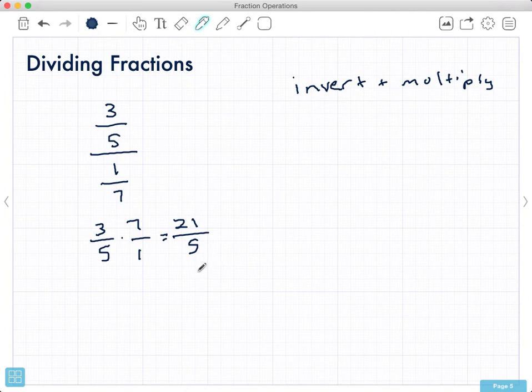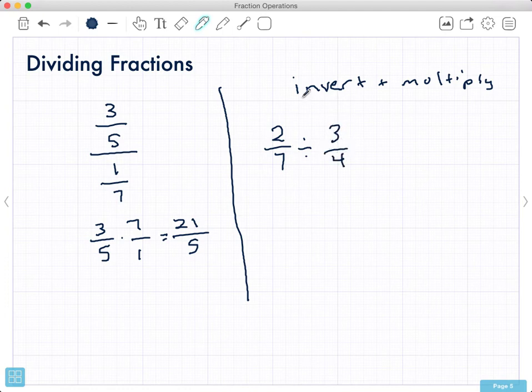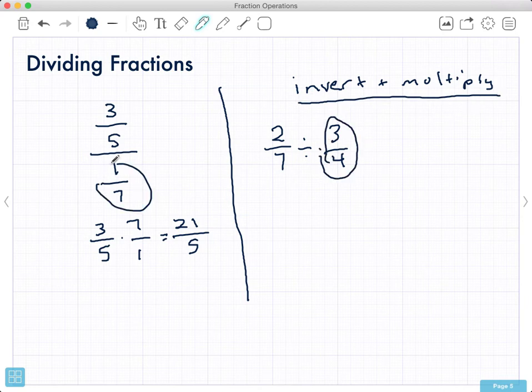This question gave us an improper fraction. Again, you can ask your teacher if improper fractions are valid as answers. They typically are fine. If you see a question like this, 2/7 divided by 3/4, again, you're dividing fractions. You still want to invert and multiply. You invert the second fraction, either the bottom fraction or the second fraction in the division statement. So this question becomes 2/7 times 4/3, which is 8 over 21 as a final answer.